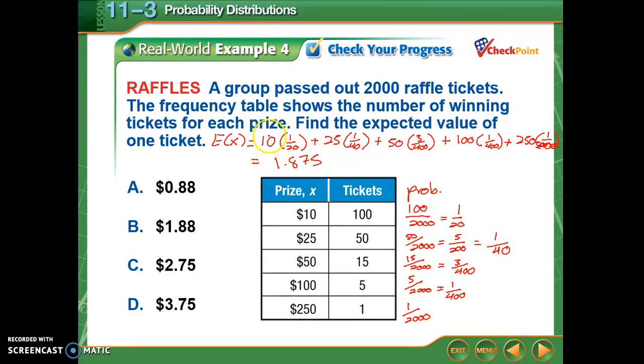So notice my work up here. I took an outcome. So here's my $10 times its probability, 1/20. $25 times its probability, 1/40th, and so on. I add them all together and I get 1.875, which rounded to dollars and cents is about $1.88.